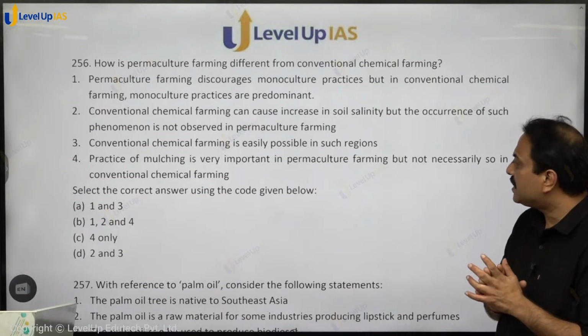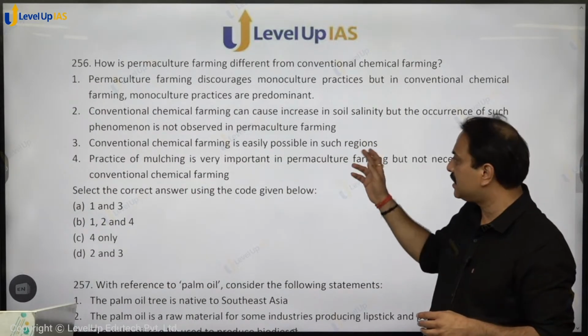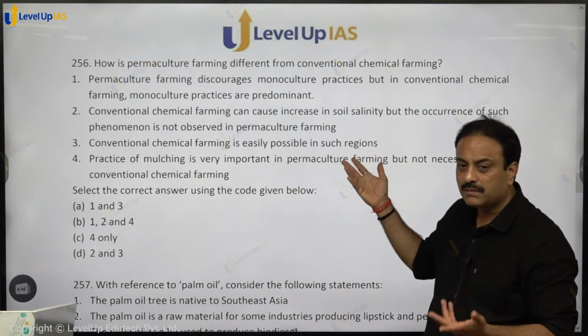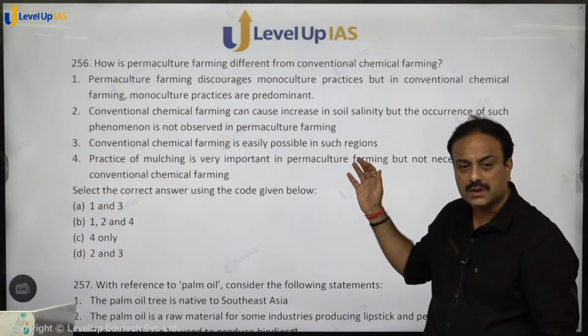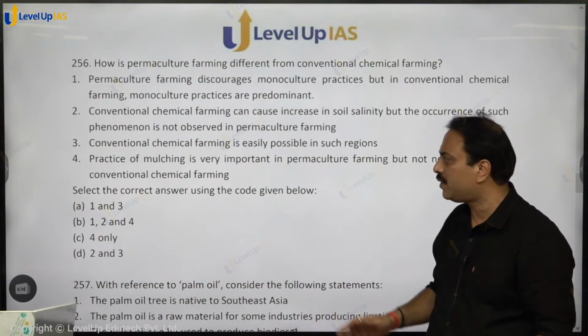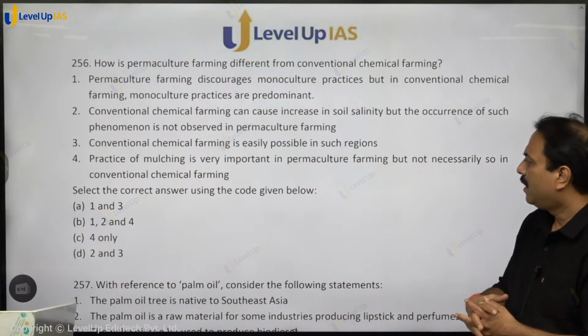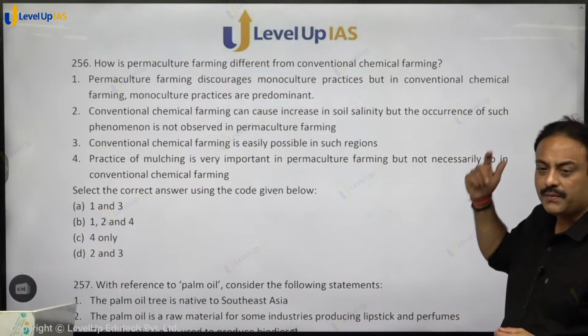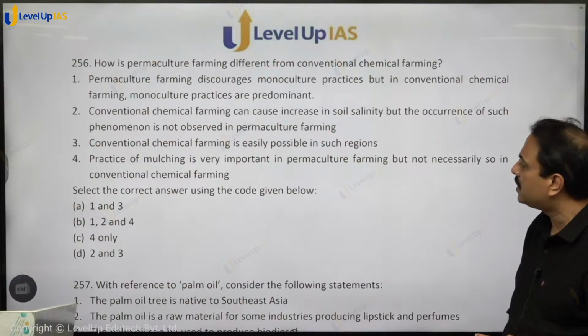Conventional chemical farming is easily possible in such regions. Such regions mean soil salinity regions. Not possible. It will reduce the cost. It is not easily possible. More excessive use. So it is not there. And moreover, it is not a point of difference between conventional and permaculture.